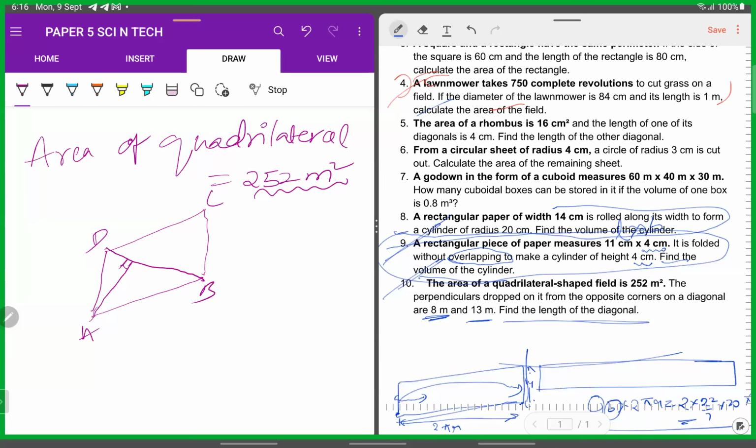Yes. So what they said, dropped on it from the opposite corners. So this is the opposite corner and another opposite corner is this. So I'm dropping a perpendicular. So any confusion till now in understanding the diagram? No, sir. So now what they are asking, find the length of the diagonal. So how many triangles do I have here? Sir, four, sir.